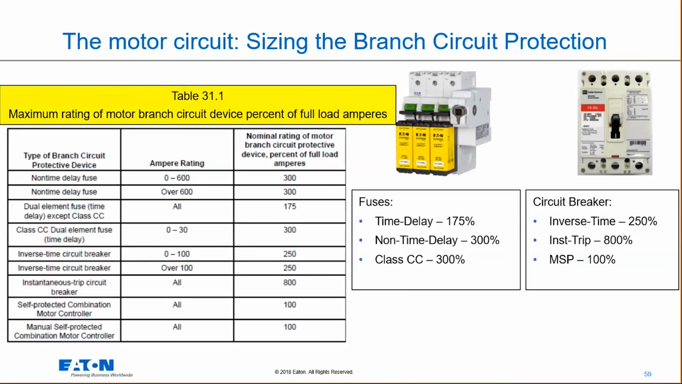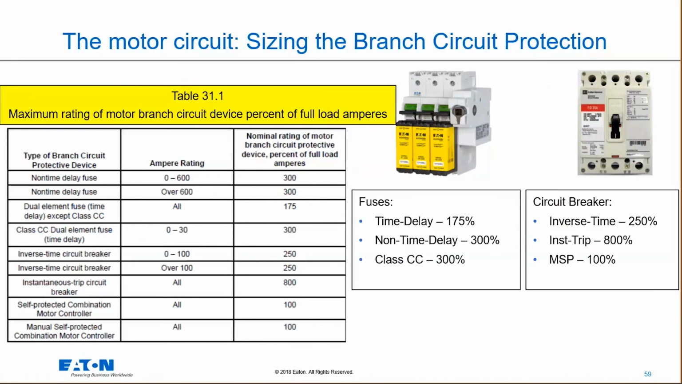So when we look at class CC, now all of a sudden you'll see class CC dual element fuse time delay. In that case, we can go up to 300% because a class CC fuse in general is very fast acting, and you have a potential for it to maybe give you a nuisance trip. They will let you go a little bit higher in that particular case.